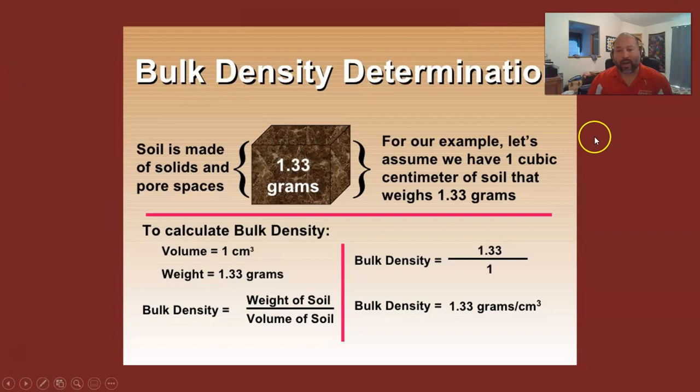So here's our calculation of bulk density. You just have the weight of your soil over the volume of your soil. So in this example, it weighed 1.3 grams, and it was just 1 cubic centimeter, which means our bulk density is 1.33 grams per cubic centimeter, which would be great because we don't have a super dense soil. And if you think about it in terms of opposites, if we're measuring the density, the denser it is, the less space we're going to have for air and water to move through the soil.